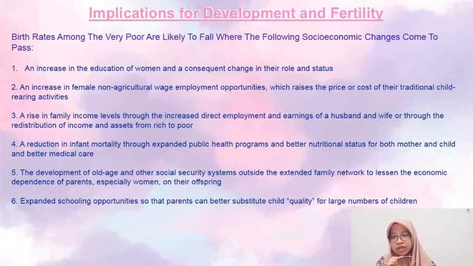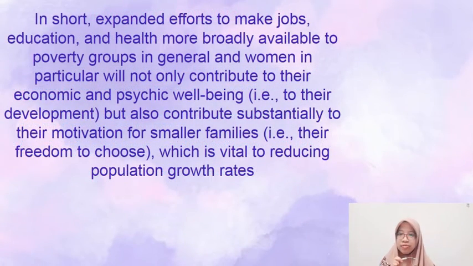The fifth one is the development of old age and other social security systems outside the extended family network. And the last one is expanded schooling opportunities so that parents can better substitute child quality for a large number of children. In short, expanded efforts to make jobs, education and health more broadly available to poverty groups in general and women in particular will not only contribute to their economic and physical well-being, but also contribute substantially to their motivation for smaller families, which is vital to reducing the population growth rate.